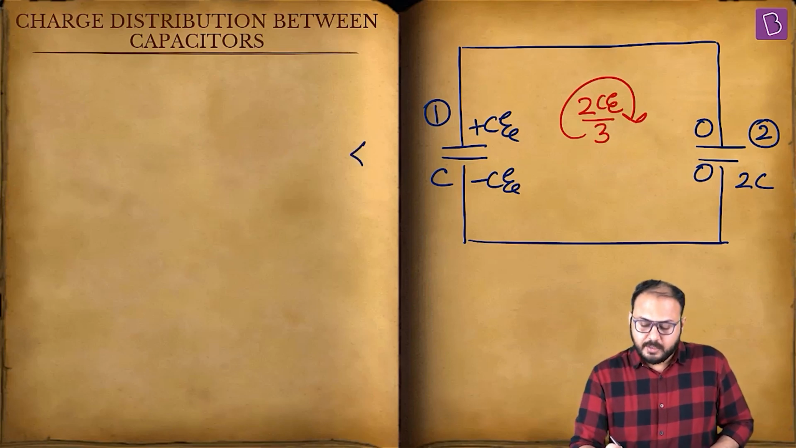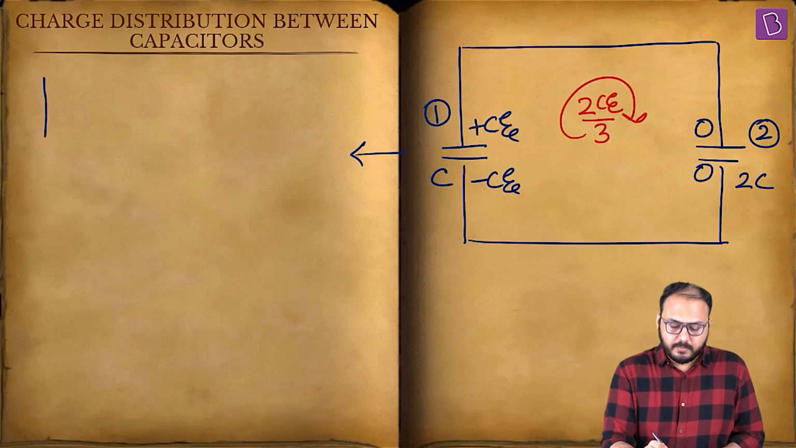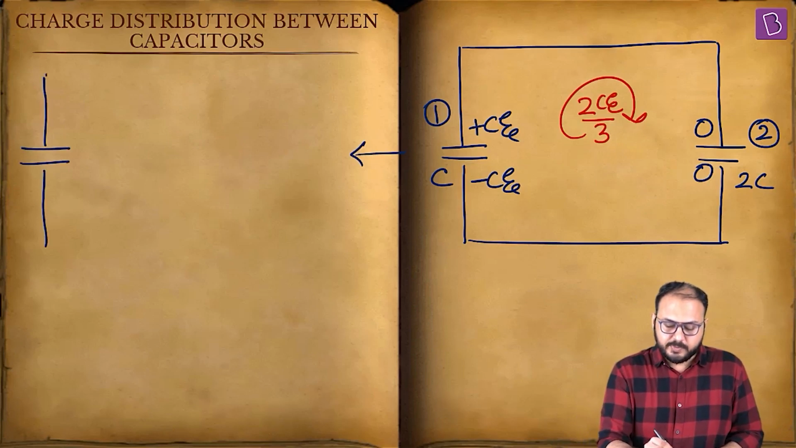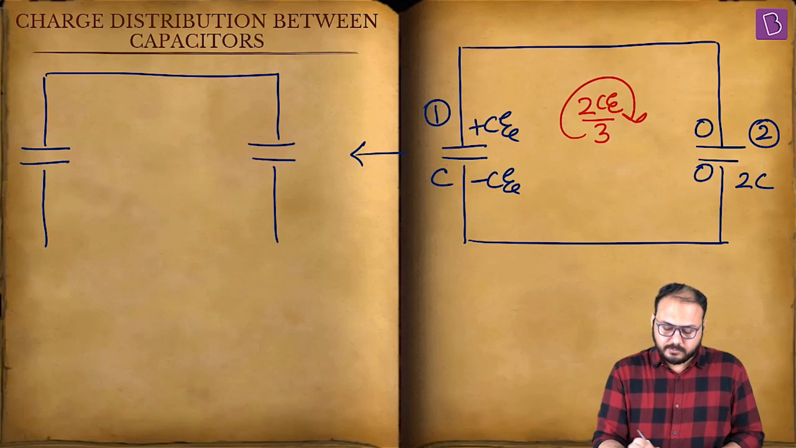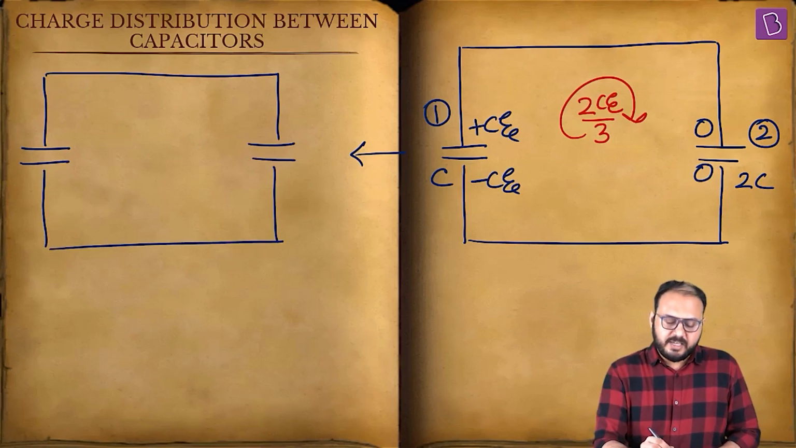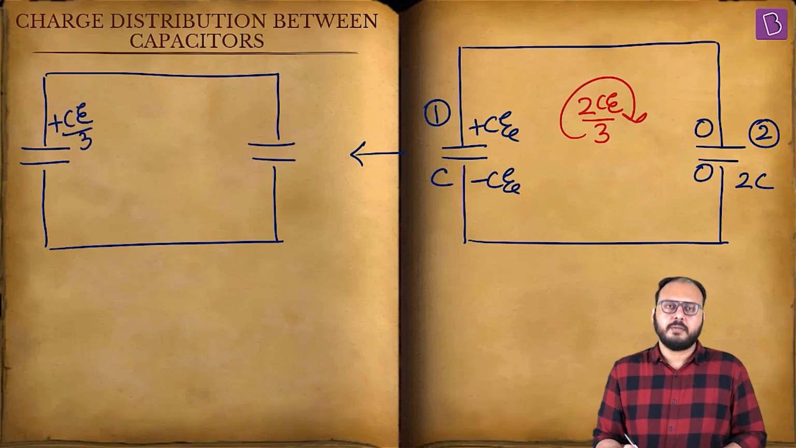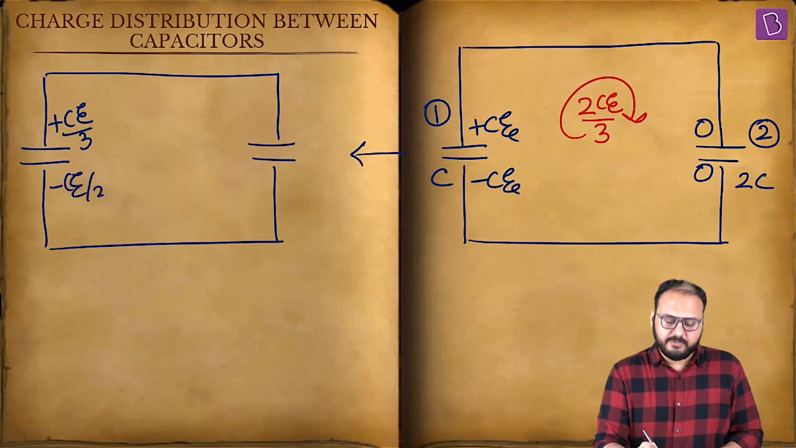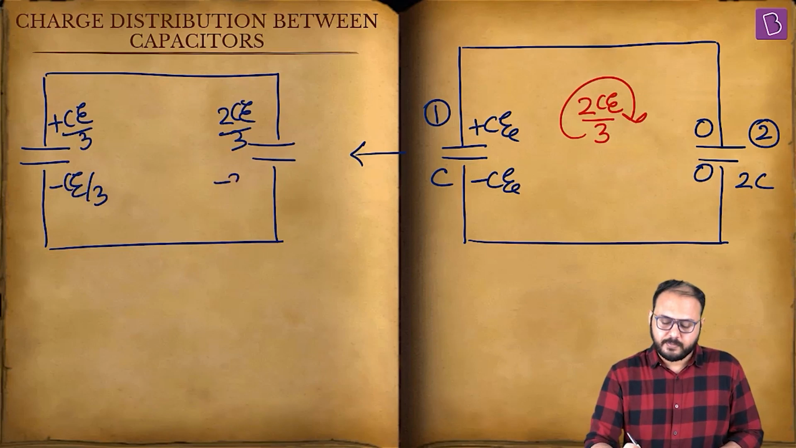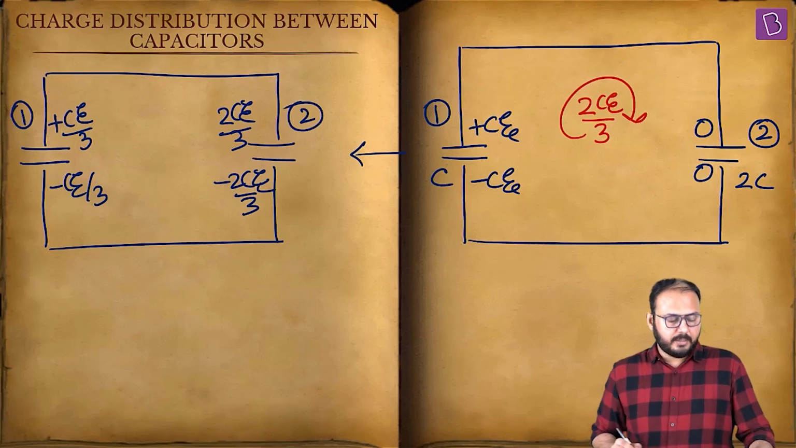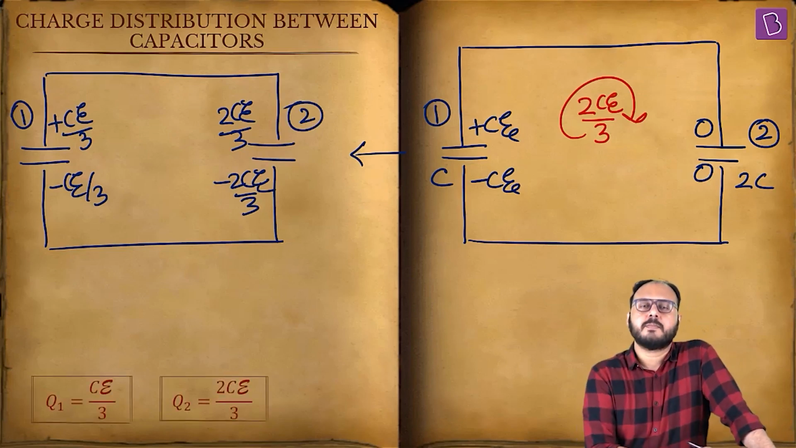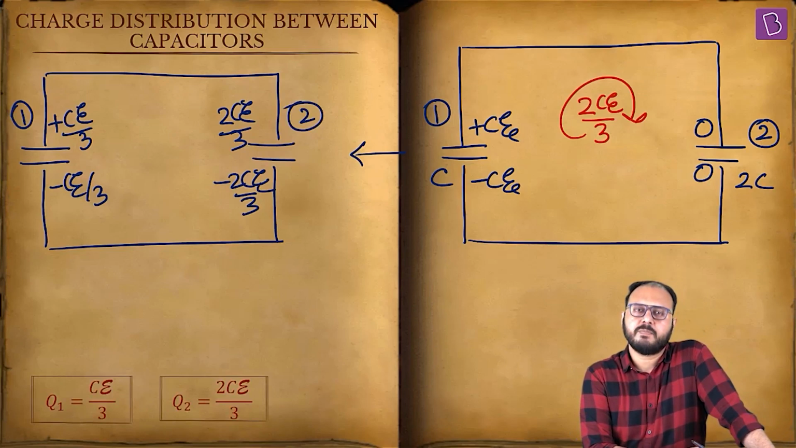Correct? That means what must have happened? This must have happened. What is C minus 2C by 3? Plus C by 3. Obviously, the other side will have minus C by 3. And 2C by 3 comes here. This is capacitance 2. This is 1. And click. Like that.